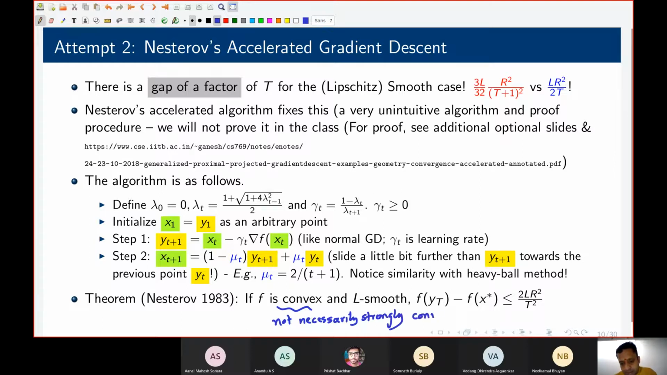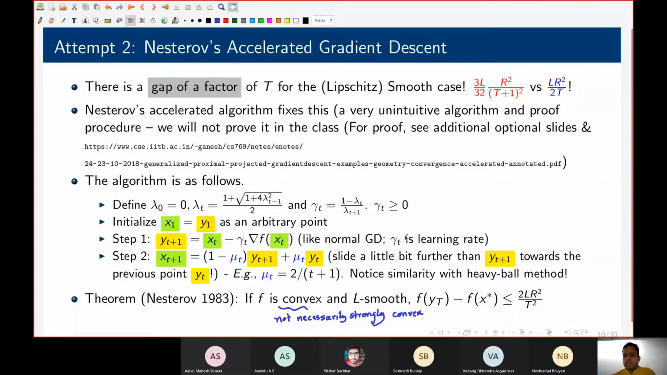Not necessarily strongly convex. So under these two conditions, f(x_t) minus f(x star) is less than or equal to 2LR squared divided by t squared. So if you want the difference to be less than or equal to epsilon, what do you do? A sufficient condition is epsilon less than 2LR squared.